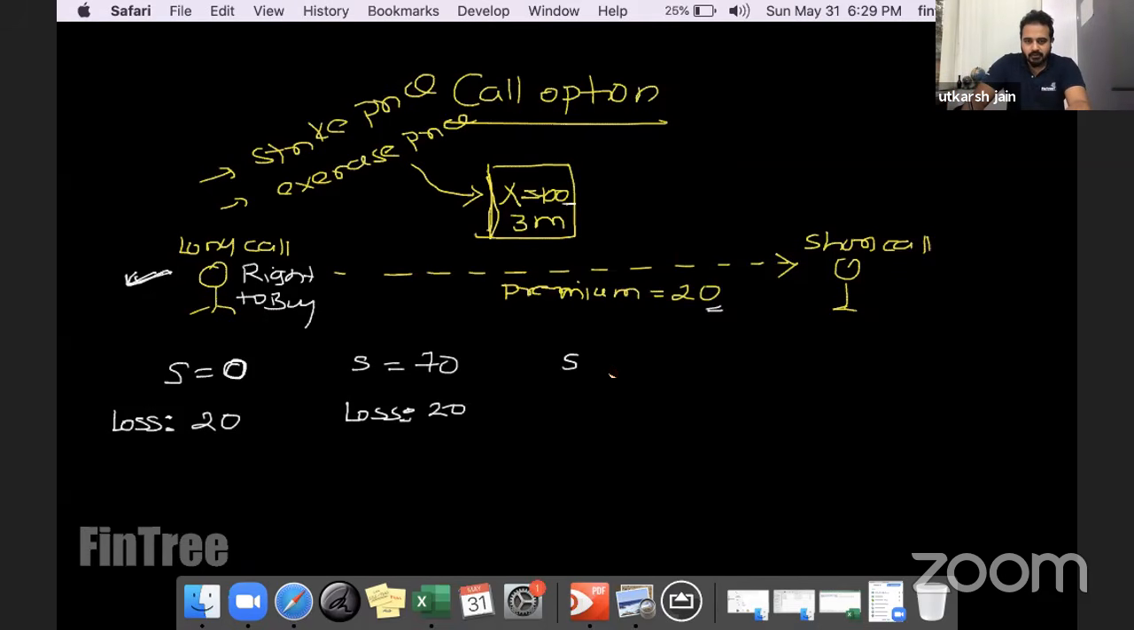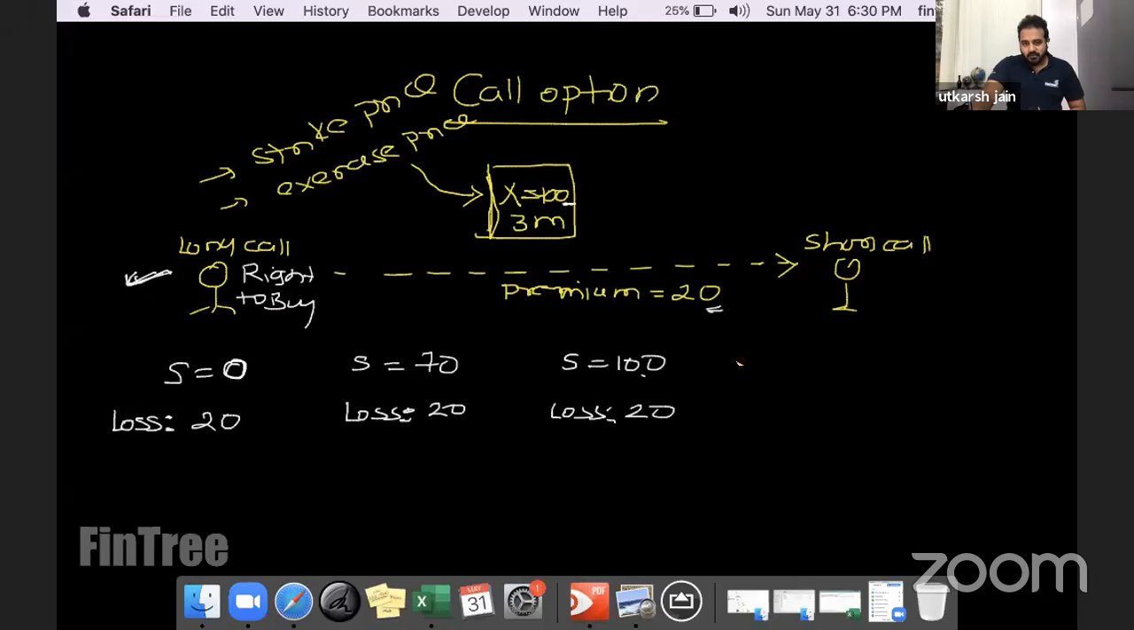Let us say now the stock price has become 100 rupees. You have a right to buy at 100. Price in the market is also 100. Do you think he will buy? So now you would say it doesn't matter whether you buy or don't buy. Anyways, in the market it's 100 rupees and the strike price is 100 rupees. But unfortunately, because the premium was paid right at the beginning, he is still going to lose the premium. So there's still a loss of 20. I hope you're following this.